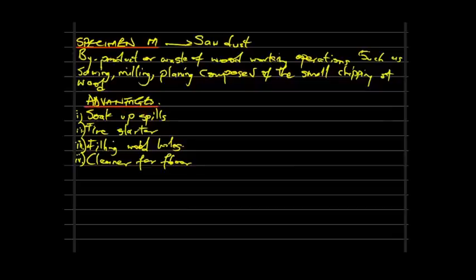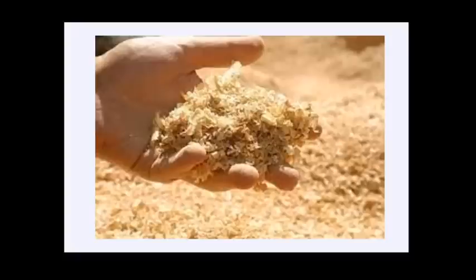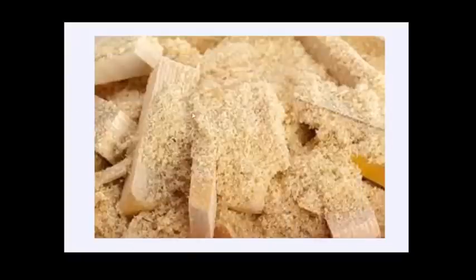So this is an example of what the sawdust looks like. You can see this particular picture here. That is what the sawdust looks like. This is another example of what the sawdust looks like. You can see it with a collection of wood pieces there. It is from the wood pieces when they are sawing the wood that we have the production of the sawdust.